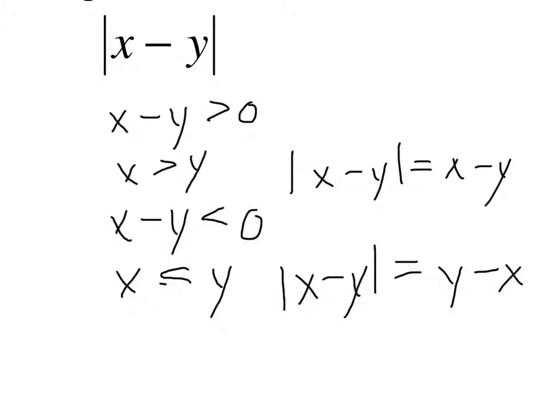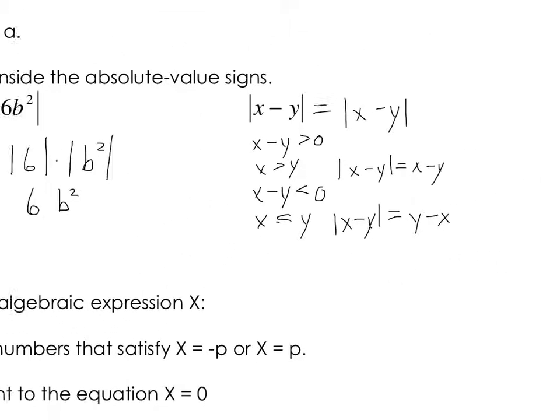So what is the absolute value of x minus y? I don't know. It's just the absolute value of x minus y. We can't really determine what that is. We can't simplify it further until we know whether x is greater than y or x is less than y. We just don't know.